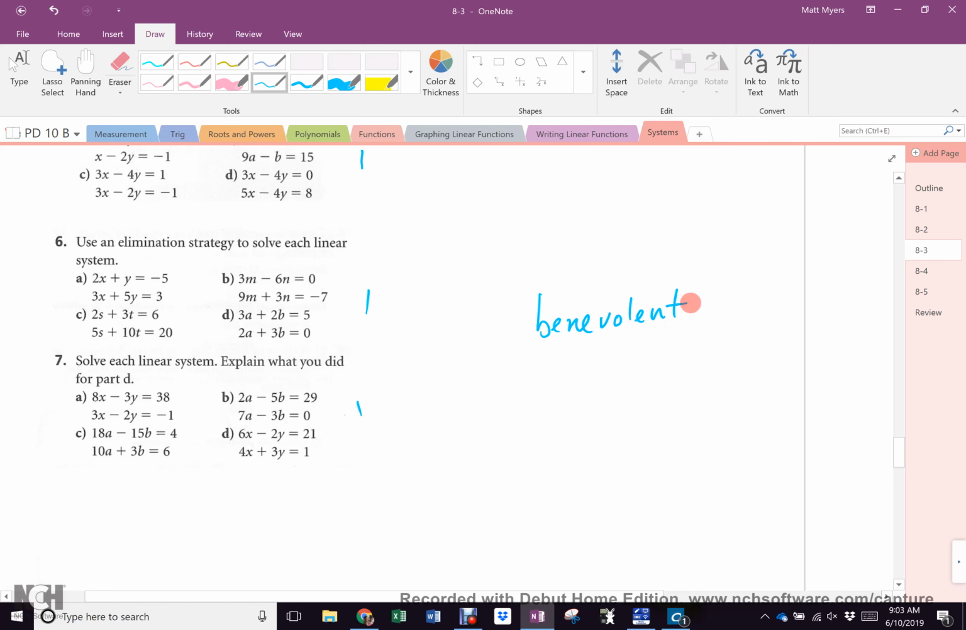What do you think that means? Good. It is a good decision because you can see it has the same beginning as benefit. I have made a benevolent decision. This is that decision.